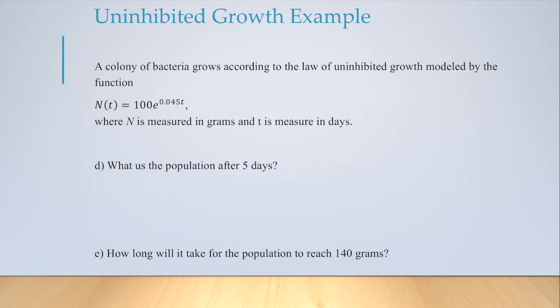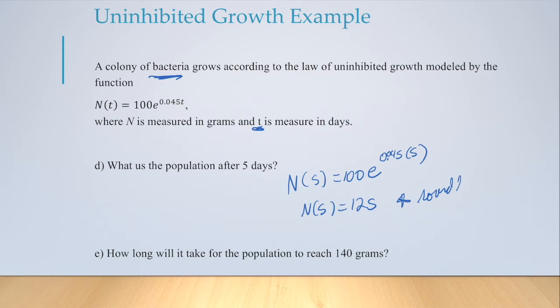What is the population after 5 days? Well, as t is measured in days, I've got N(5) is 100 times e^(0.045 times 5), which means N(5) is 125. Note, I don't get a whole number, but we're looking at bacteria. Just like you can't have half of a person or 2/3 of a dog, you can't have partial bacteria. So you need to round to a whole number.